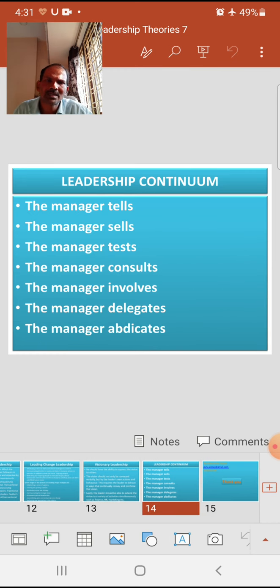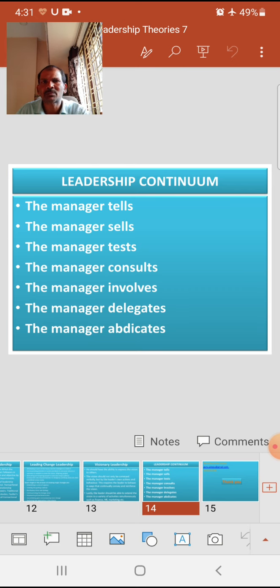Now we'll discuss the leadership continuum. In 1957, Robert Tannenbaum and Warren Schmidt published a model of leadership explaining the different ways that leaders interact with their followers. The model is a continuum that showed that at one end of the spectrum, a leader can have nearly total freedom to decide, while at the other end of the spectrum, the team can have nearly total freedom to decide.